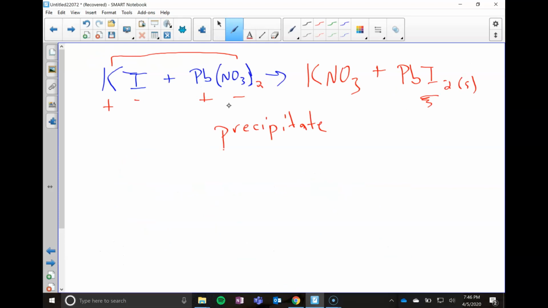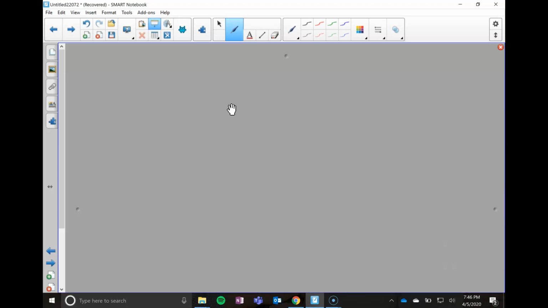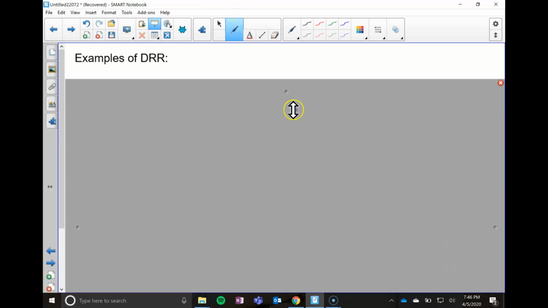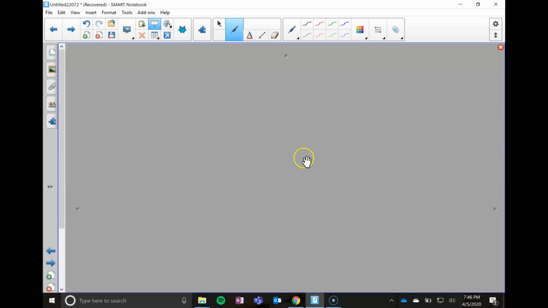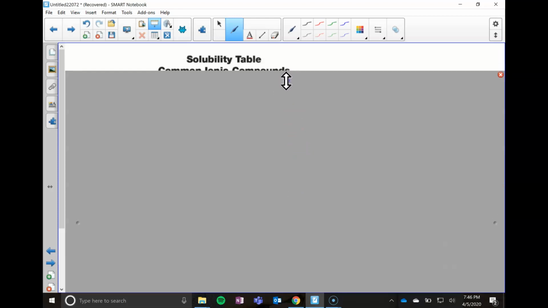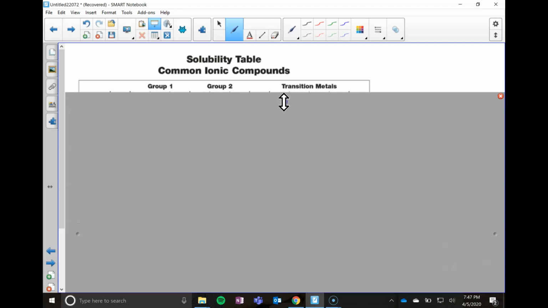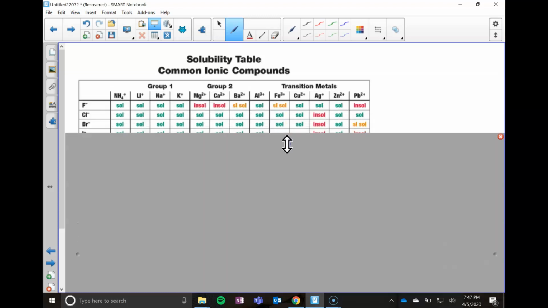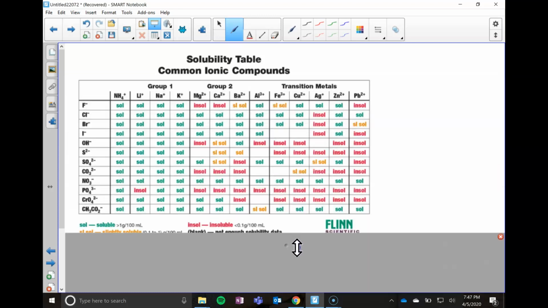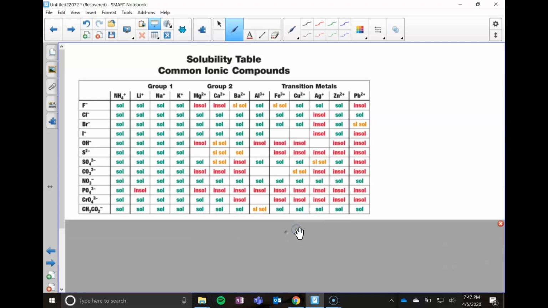And I'm not going to get into this really, but there's a page for that. When we look at precipitates, the question is, well, how do we know that that was the precipitate? How do we know that that yellow chunky stuff was the lead iodide? Well, we have a handy-dandy chart that tells us. So we were looking at PbI2, which is lead iodide.